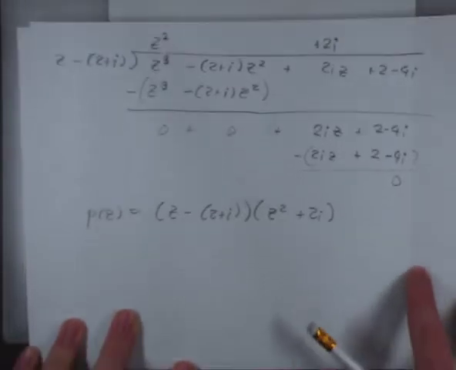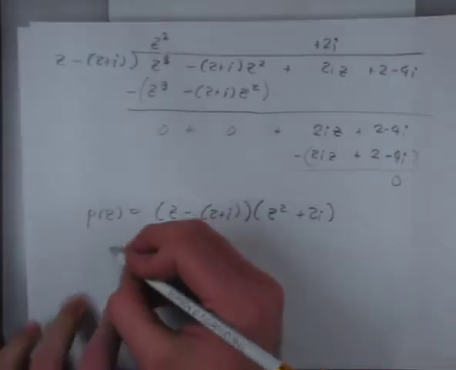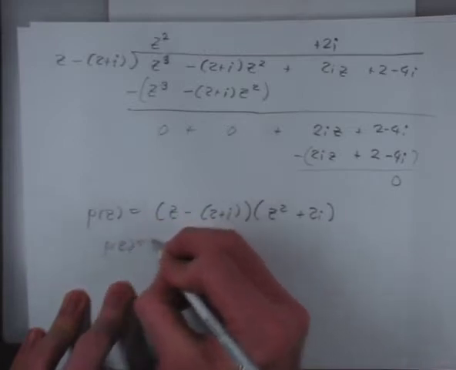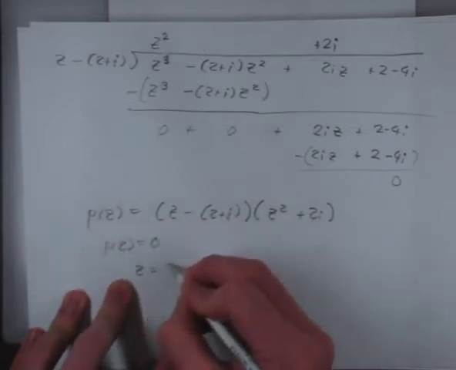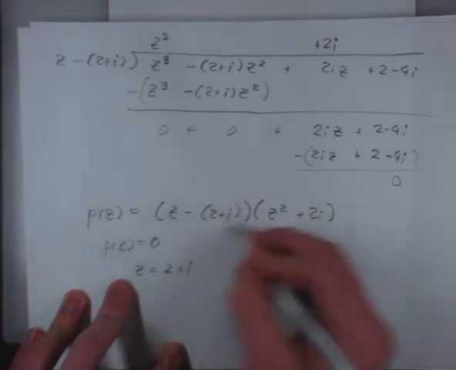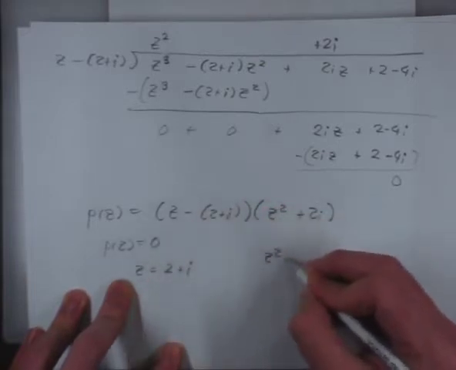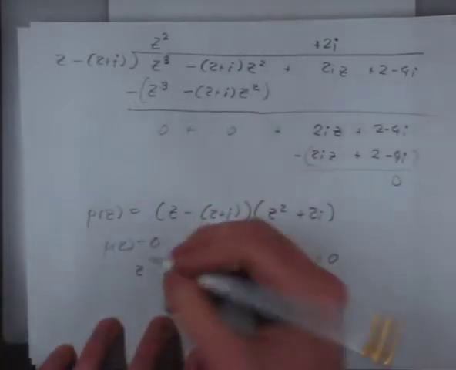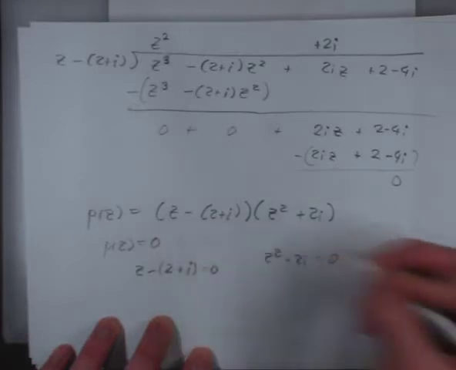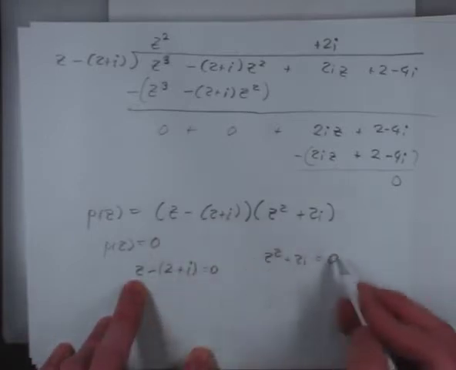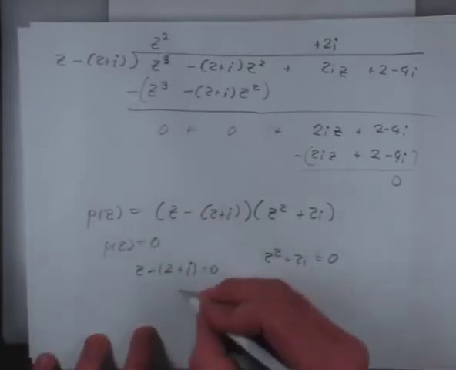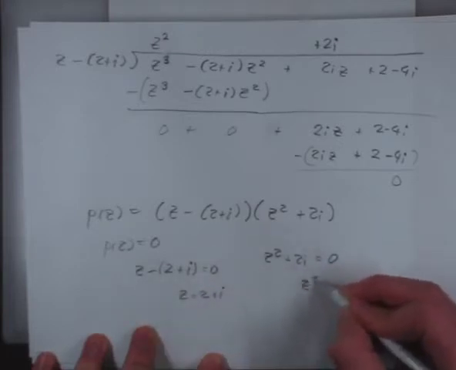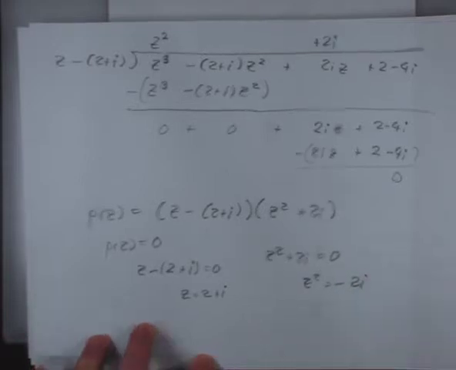Okay. So now, P of z equals 0 will indicate that either z is 2 plus i, which is this bit here, or it will be z squared plus 2i equals 0. So just to be absolutely clear, we'll either get that or that from those two factors. So z is 2 plus i, or z squared is minus 2i.